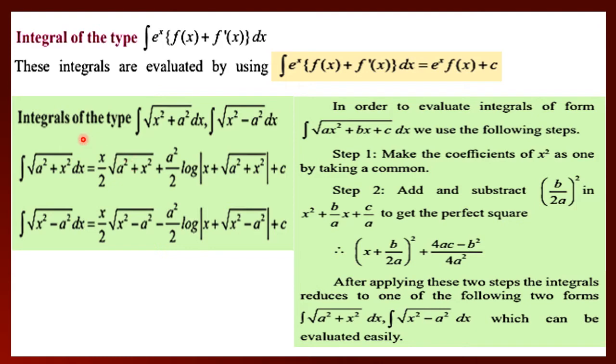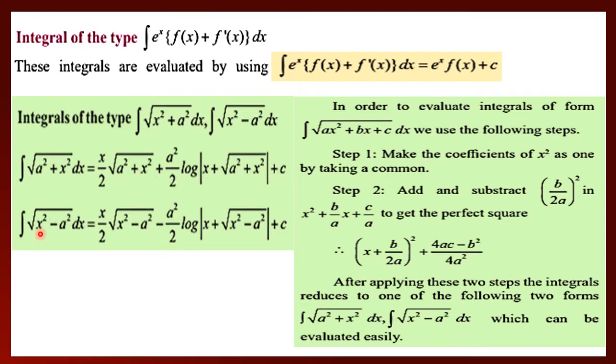Another type is integral of root of x square plus a square dx and integral of root of x square minus a square dx. So we use the formula: integral of root of a square plus x square dx is equal to x by 2 root of a square plus x square plus a square upon 2 log modulus of x plus root of a square plus x square plus c.